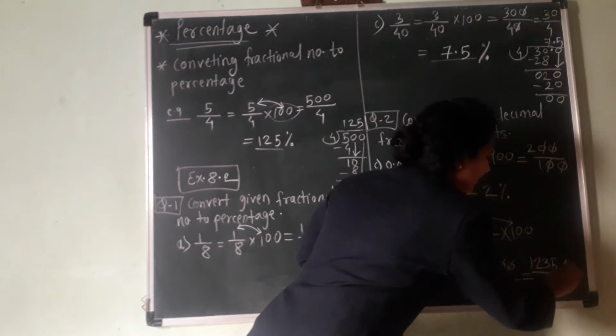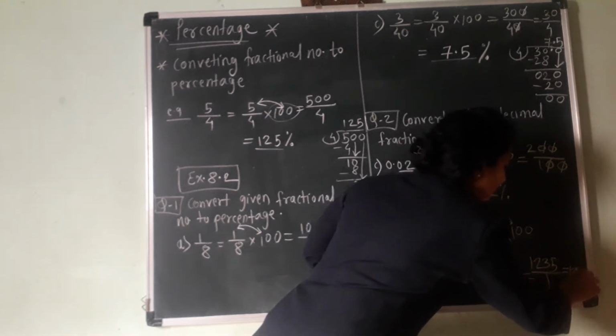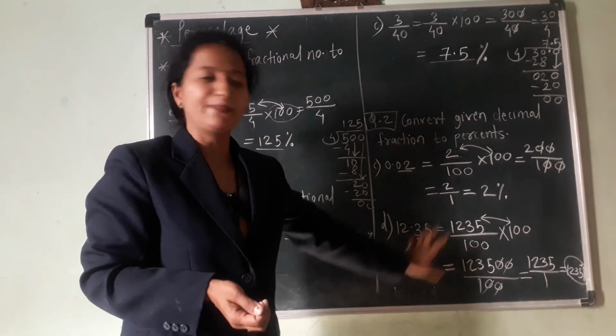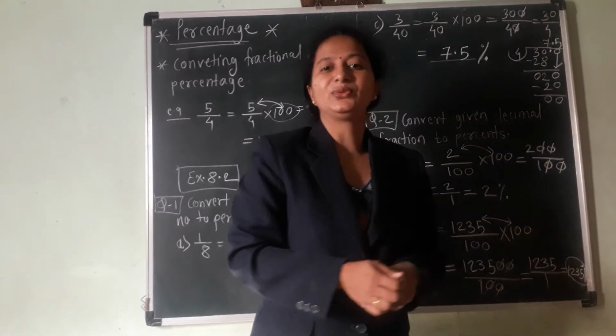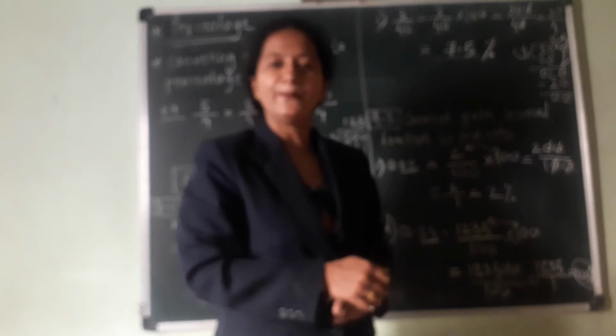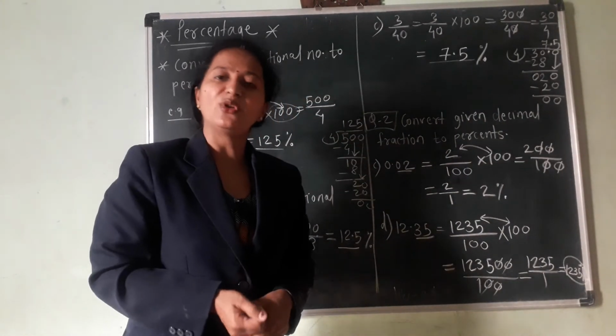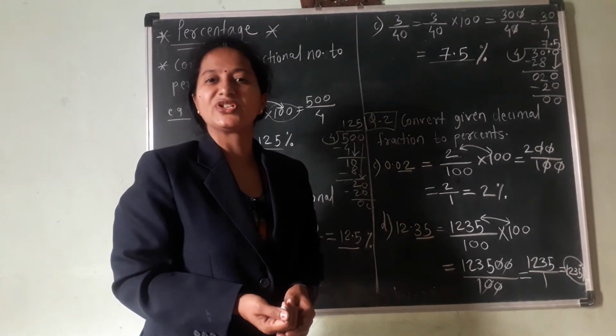1235 upon 1 means what? It's 1235 percentage. So it's very simple. That means 12.35 means 1235 percentage. From this question, A and B will be homework for you. Now we'll see question number 3.